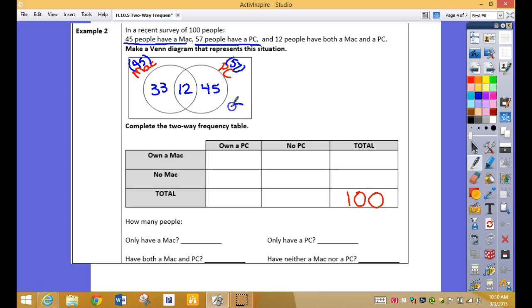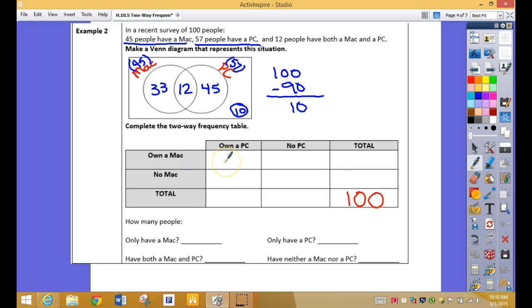Now, what am I missing in my universe? Out of these 100 people, how many are missing in my universe that don't have either? What's 33 plus 12 plus 45? 90. So what's 100 minus 90? So what does that tell me? 10 people that don't have either a Mac or a PC. Because now my 100 people are all accounted for in my universe in my Venn diagram.